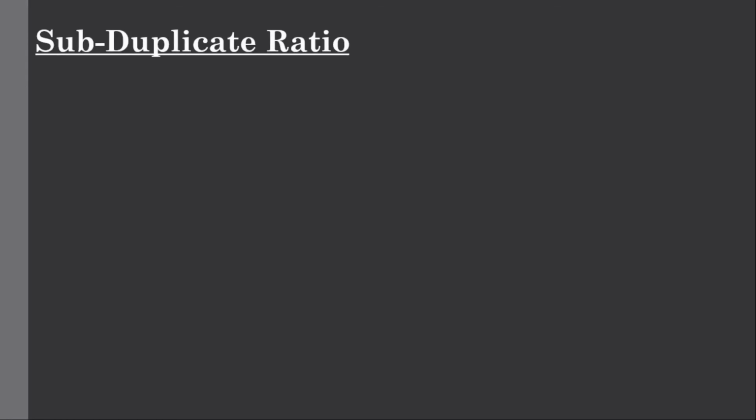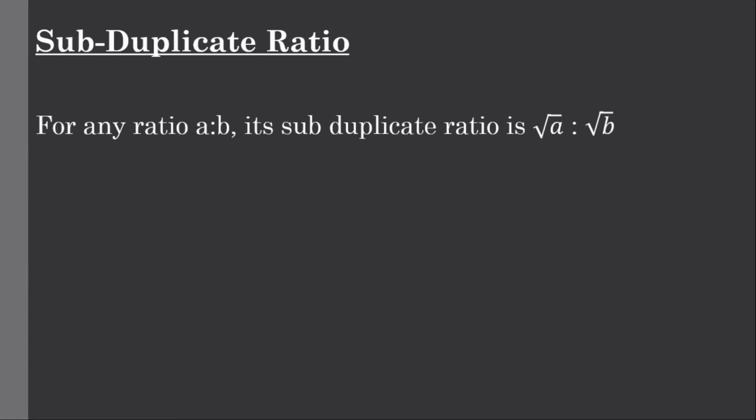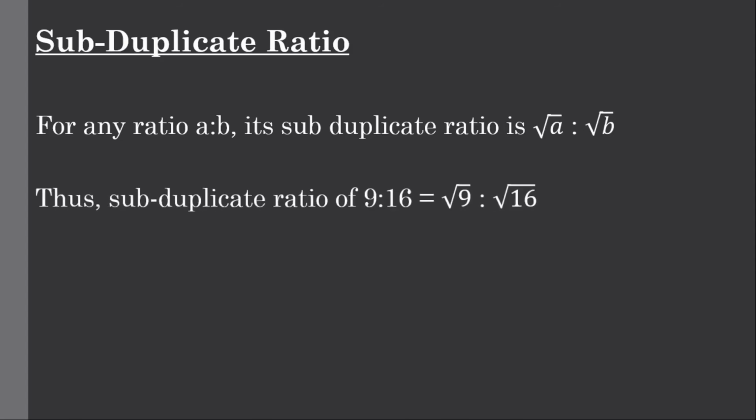Next is the sub-duplicate ratio. Sub-duplicate ratio is nothing but we are applying the square roots for the given ratio. That's it. For example, if my ratio is 9 is to 16, the sub-duplicate ratio becomes square root of 9 is to square root of 16. So square root of 9 is 3 and square root of 16 is 4. Therefore, the sub-duplicate ratio will be 3 is to 4.